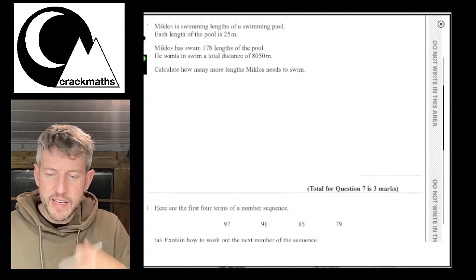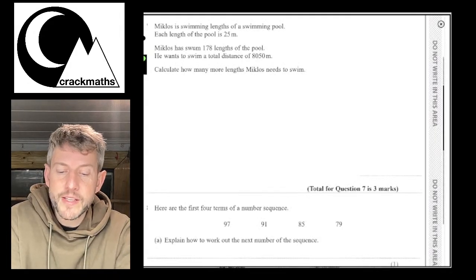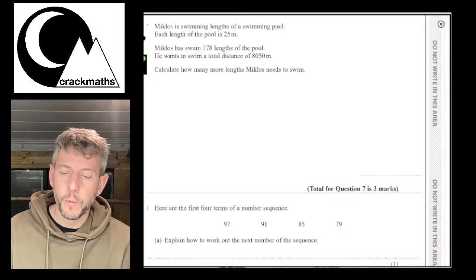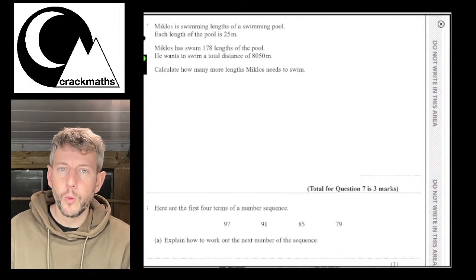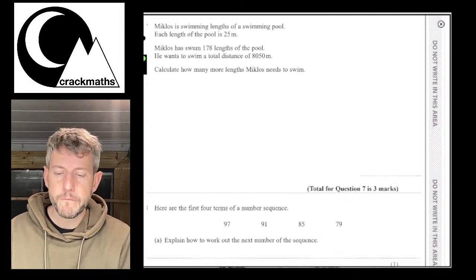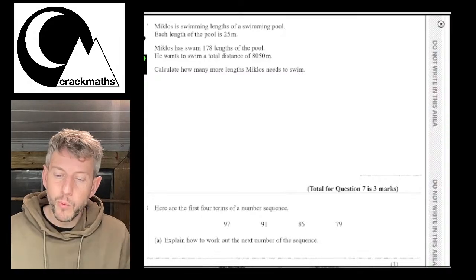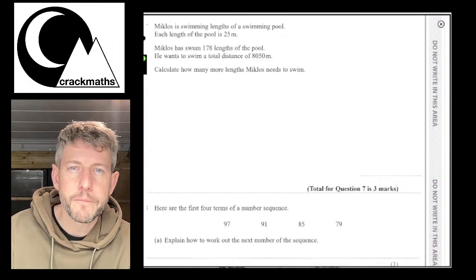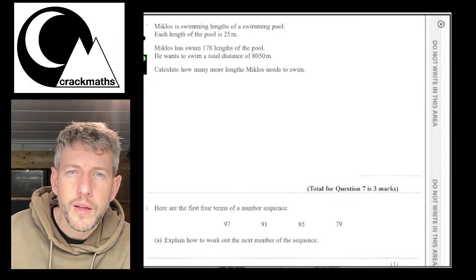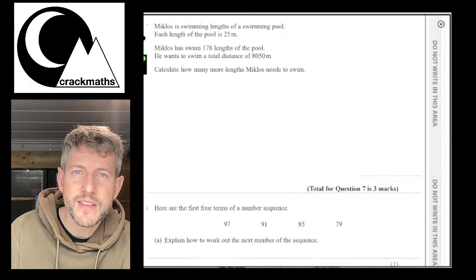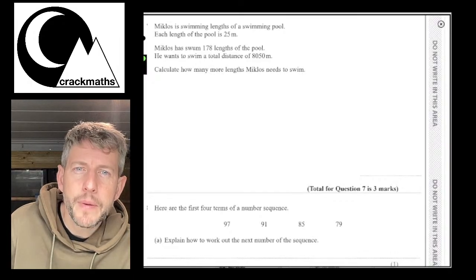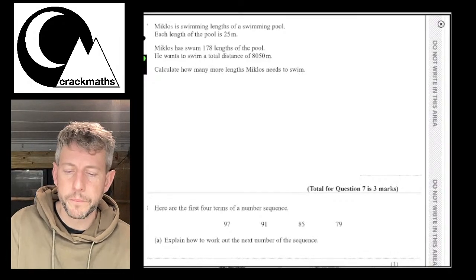Here it says that Miklos is swimming lengths in a swimming pool. Each length of the pool is 25 metres. Miklos has swum 178 lengths. He wants to swim a total distance of 8,050 metres. Wow. Calculate how many more lengths Miklos needs to swim.